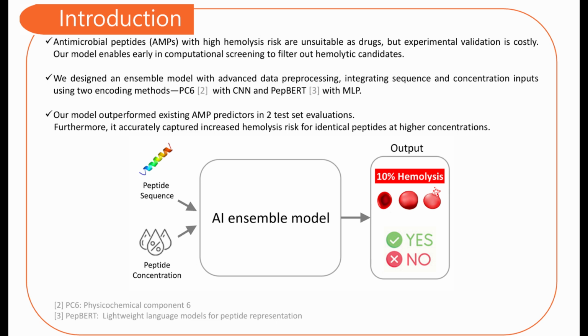We designed an ensemble model with advanced data preprocessing, integrating sequence and concentration inputs using two encoding methods, PC6 with CNN and PepBERT with MLP. Our model outperformed existing AMP predictors in two test set evaluations. Furthermore, it accurately captured increased hemolysis risk for identical peptides at higher concentrations.